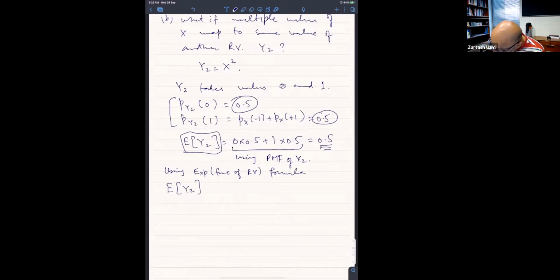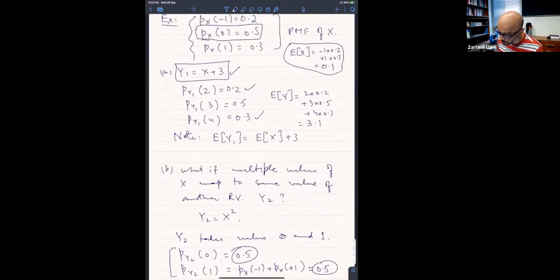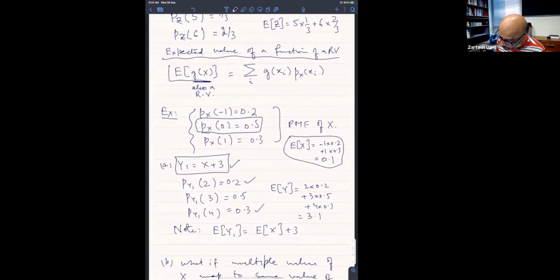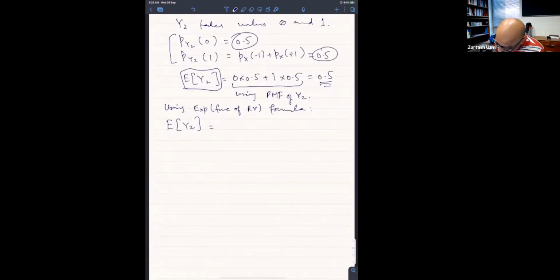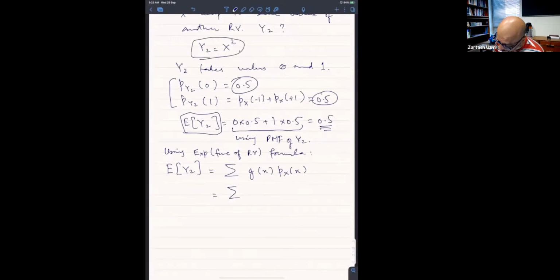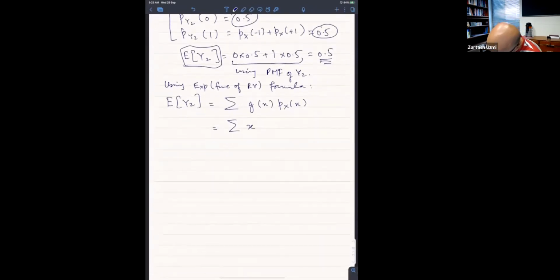We have a formula which we can use, and this formula is given here. The expected value of g of x is the summation of g of x times px of x. Let us use it. What is g of x? We have defined y2 to be equal to x square. So we have x square along with px of x, which by the way turns out to be the same.